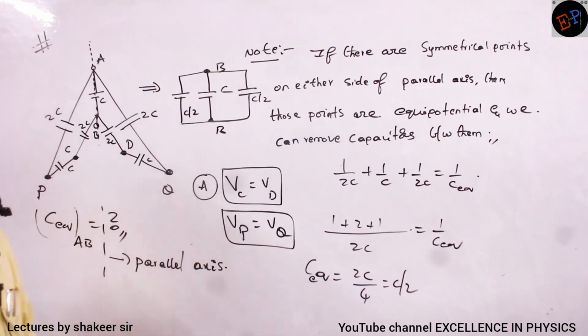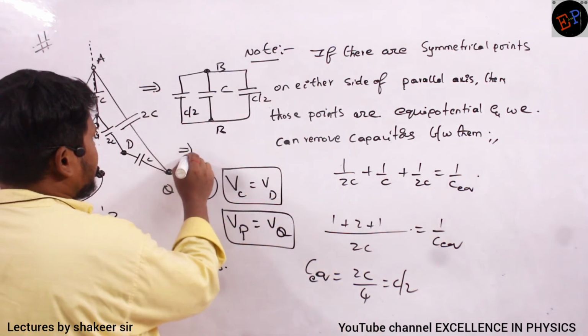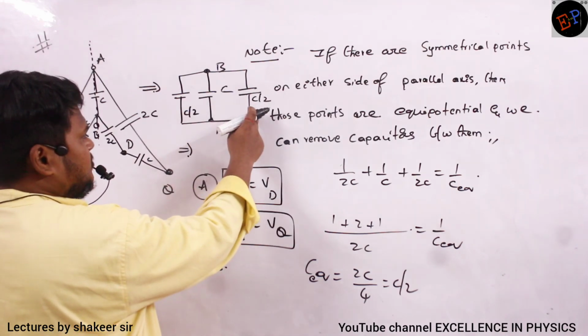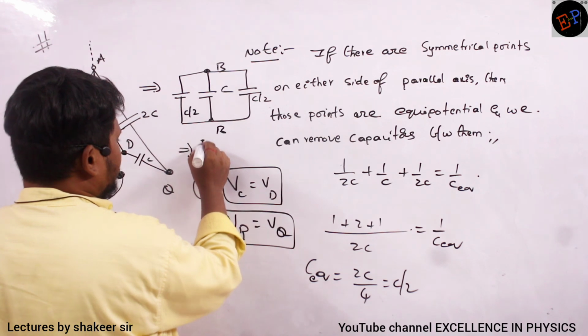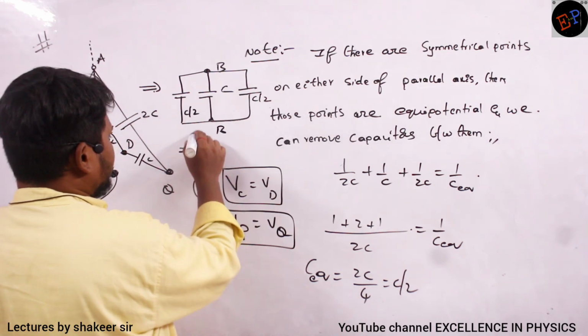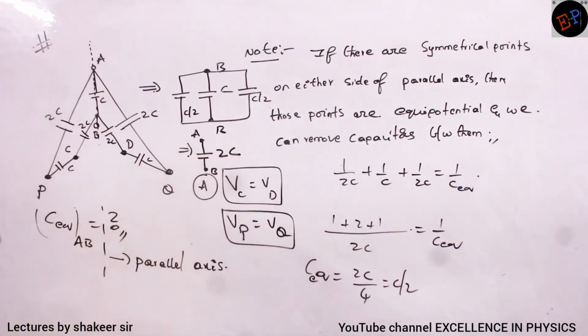Now C by 2 and C, they are in parallel connection. So just you add all of them. So if you add all of them, what is the point I will get? I will get circuit like this. C by 2 plus C by 2, C. C plus C, 2C. So therefore, my equivalent capacitance between A and B is how much? 2C. That is my answer. Have you understood? Clear, ma? That's all.